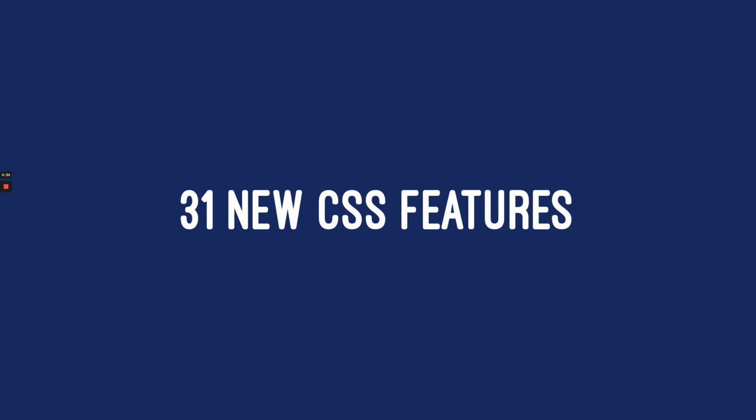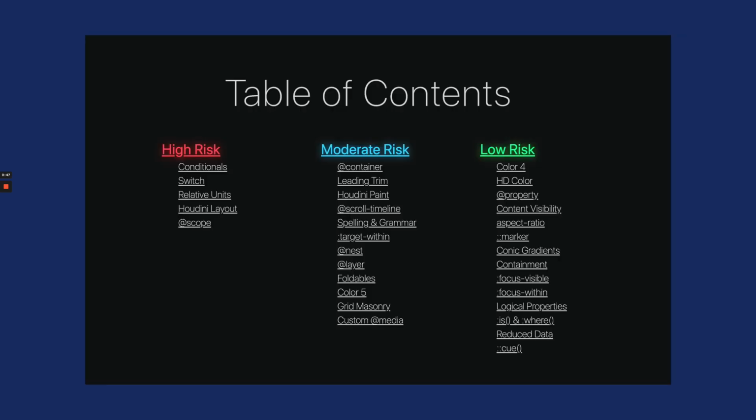They're in different stages of implementation. Some of them are just proposals, others can be used behind flags on the browsers, and others you can start experimenting right away using fallbacks. These are all the features he goes through. Some high risk, some moderate risk, some low risk you can try today. There's too many, so I won't go over all of them.